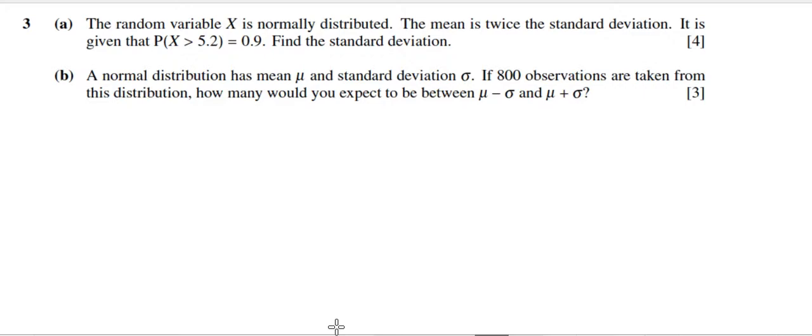The random variable x is normally distributed. The mean is twice the standard deviation. It is given that the probability of x greater than 5.2 is 0.9. Find the standard deviation.